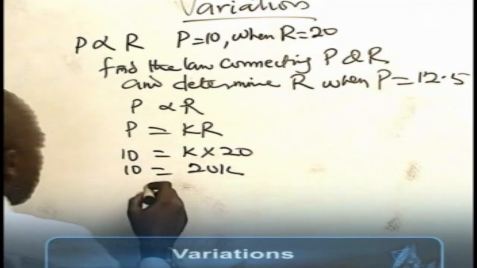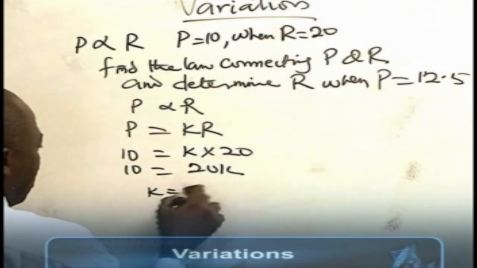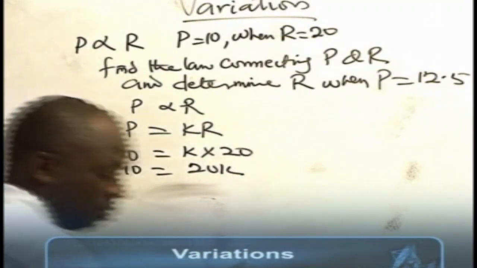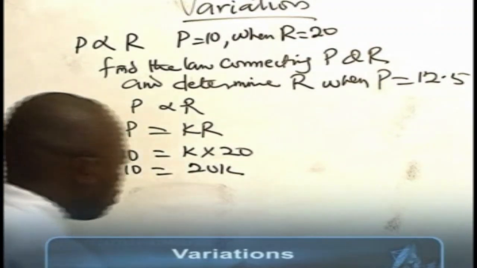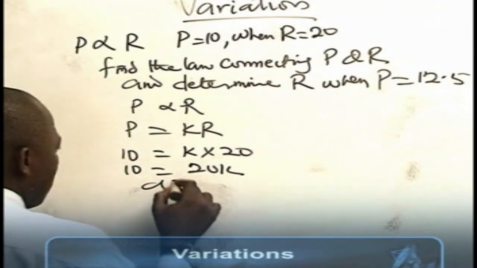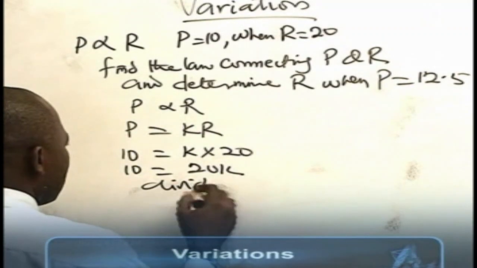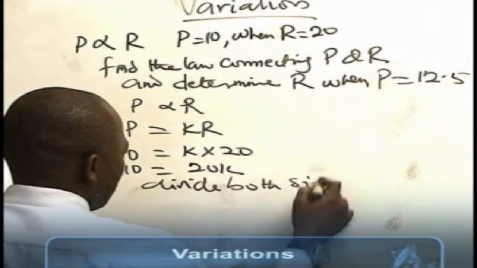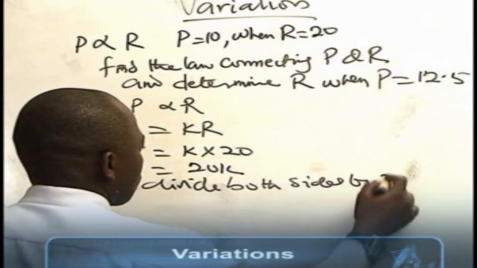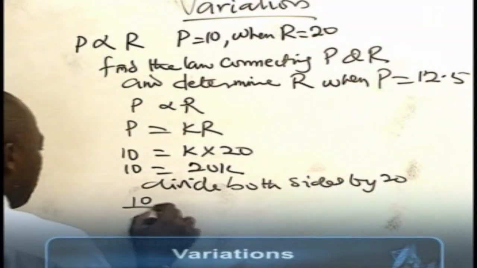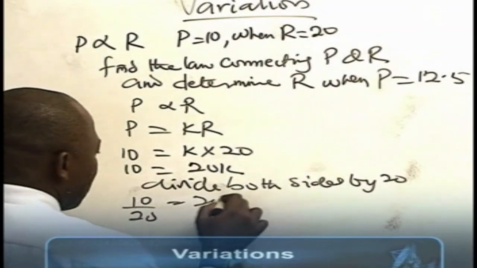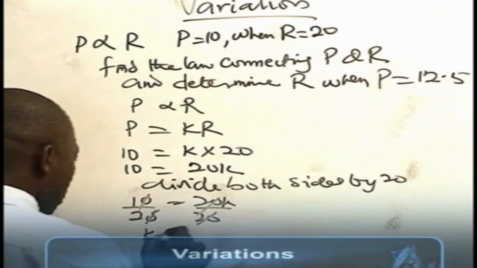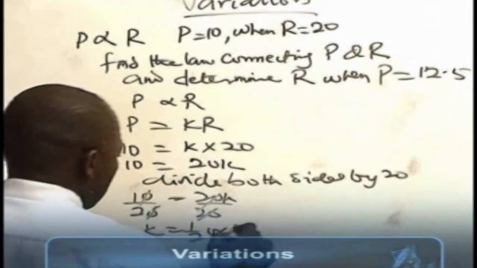And so K eventually, you can say your constant is half. Let me do it the way everybody will be able to go along with us. What you do, divide both sides, because some will say, how did you get that? Divide both sides by 20. So we have 10 divided by 20 equals 20K divided by 20. So K equals half or 0.5.